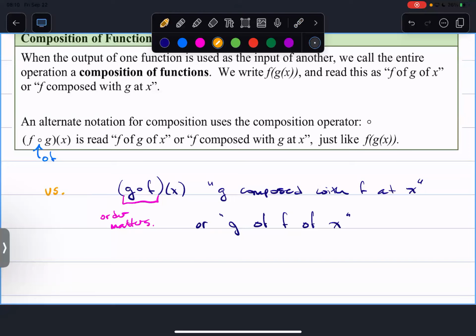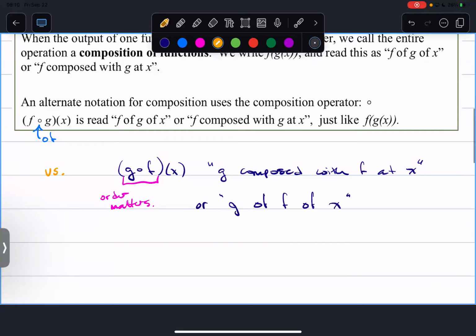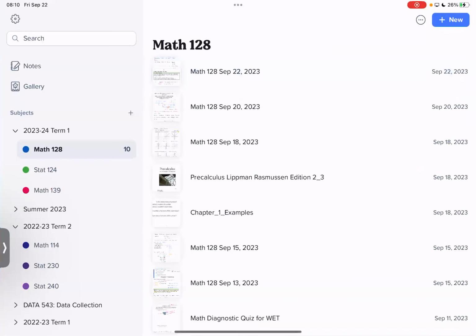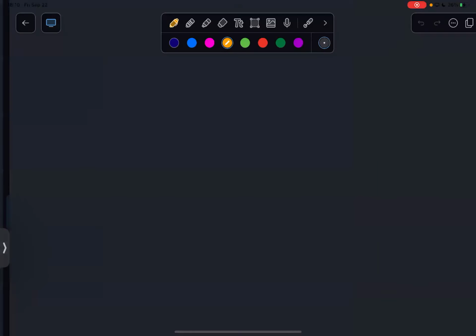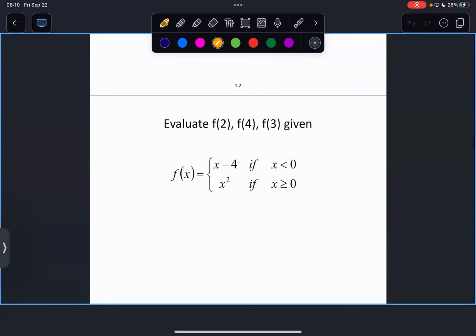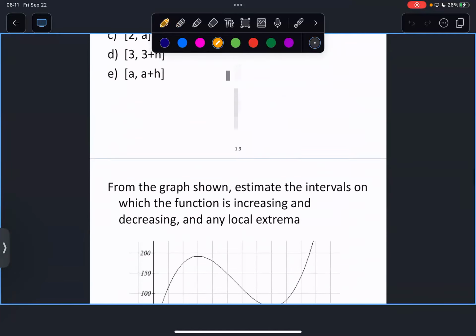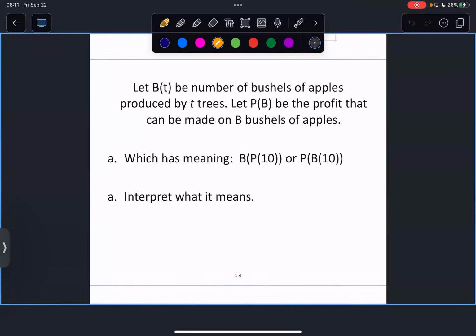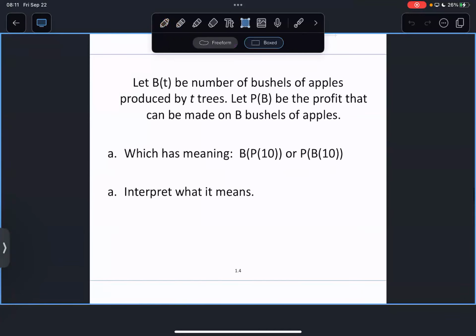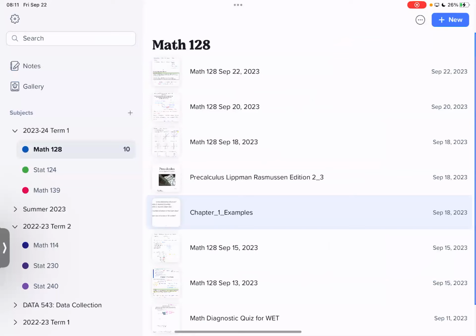Oh, well, there's a great question. What a great segue. Let's have a look here. Where's the example I wanted? Piecewise functions. Okay. I'll snag this.